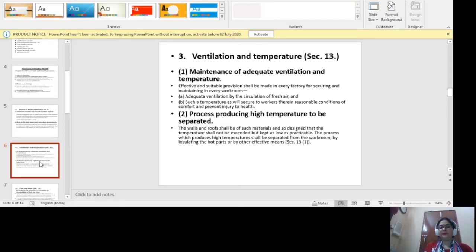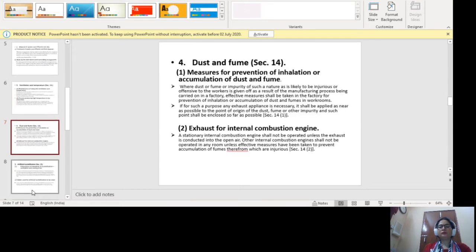Then, processes producing high temperature to be separated. If there are processes in which high temperature is required, such processes should be separated from the normal processes where the workers are working. The walls and roofs shall be of such material and so designed that the temperature shall not be exceeded but kept as low as practicable. The process which produces high temperature shall be separated from the workroom by insulating the hot parts or by other effective means.